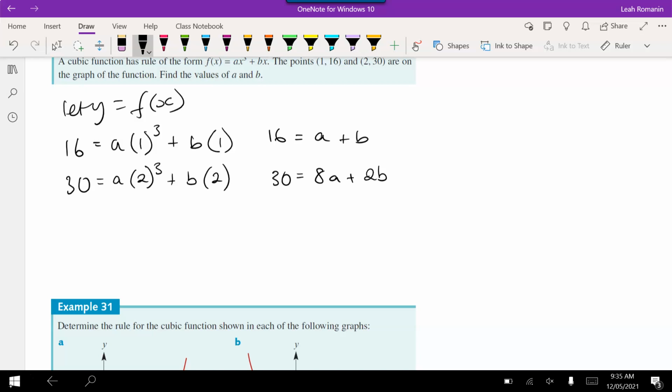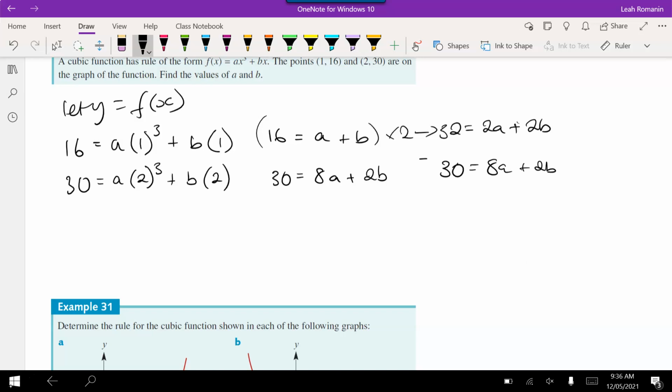2 cubed is 8, plus 2b. Okay, so what do I evidently need to do to a? Yes, I'm going to multiply this whole equation by 2. So I'm going to get 32 is equal to 2a plus 2b. So this should be super easy for you guys now, the amount of times we've done simultaneous equations. I'm going to do what to both equations? Subtract. So I'm going to take this one up here from the bottom one.